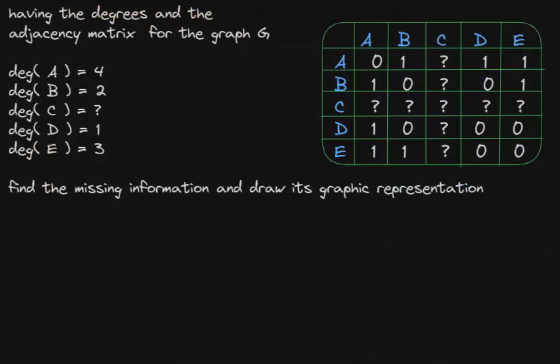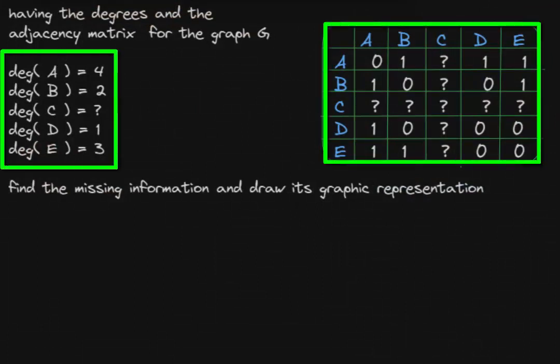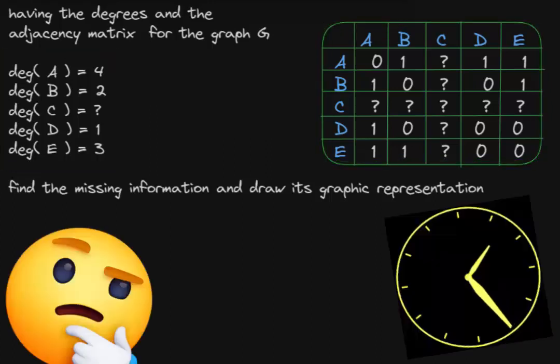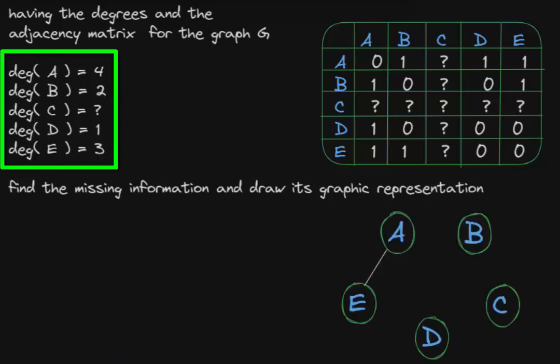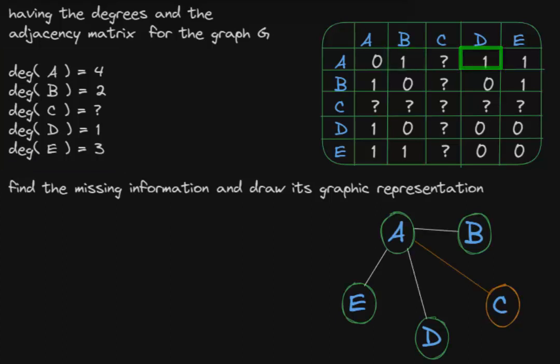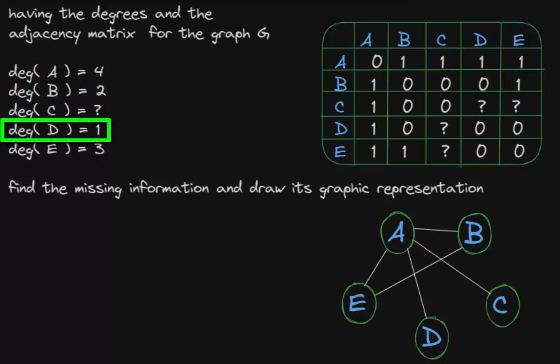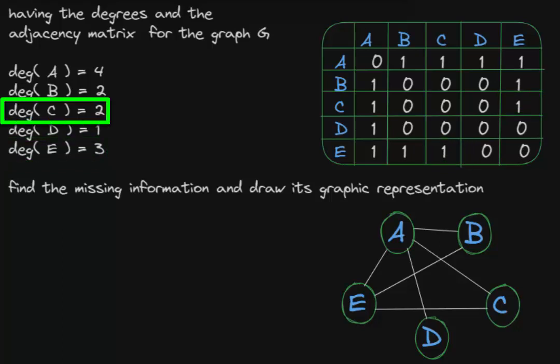Question 1. Having this information, adjacency matrix and degrees, find its graphic. This information is announcing how many connections every vertex has. So first let's draw what we have until now. If A is connected to every vertex, then there is a connection with C. B cannot have more than two edges, and D only has one connection. The remaining connection is between C and E. So finally the C degree is 2.